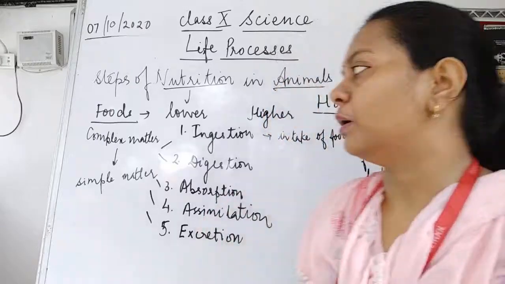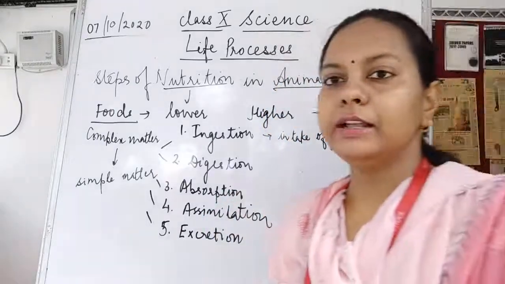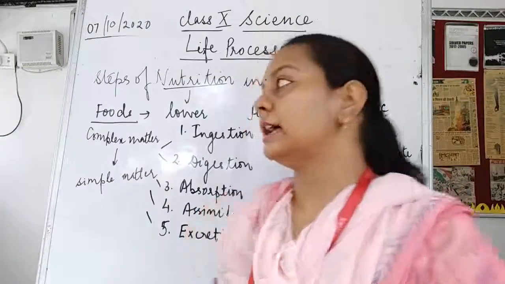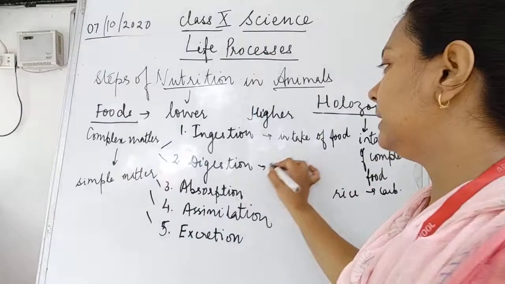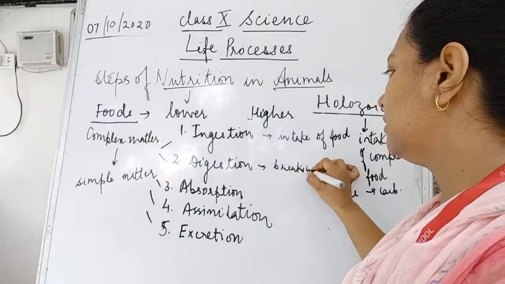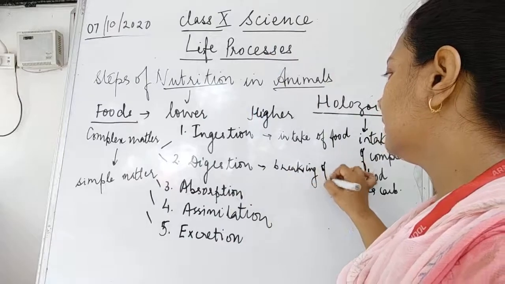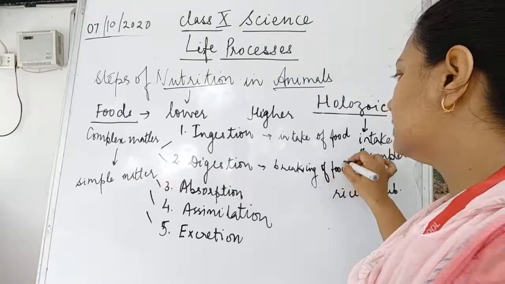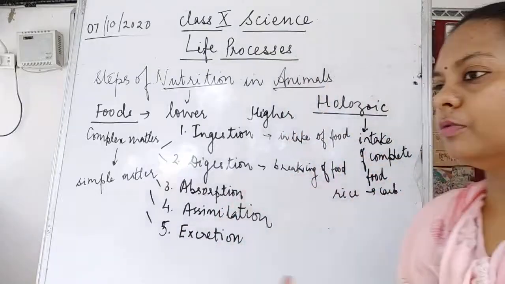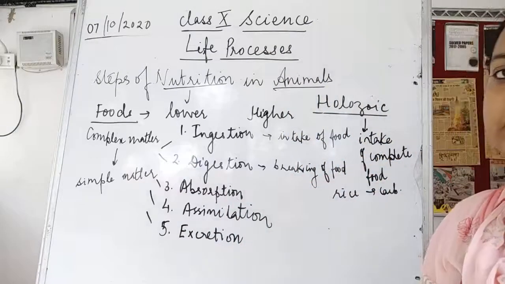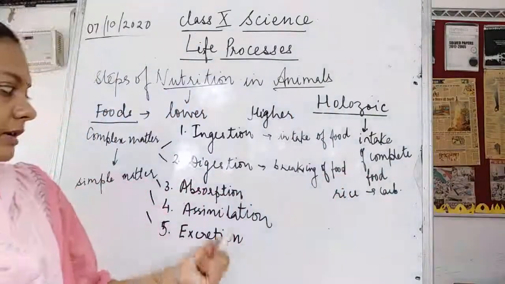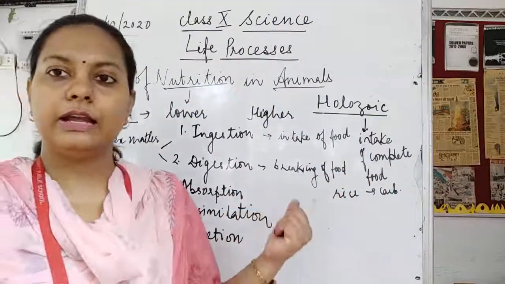Okay, now the next is digestion. After ingesting, the digestion takes place. Now what is this digestion? Digestion means breakdown, breaking of food. So the food particles are broken down into small portions, into small pieces, which are absorbed by the body of the animals.